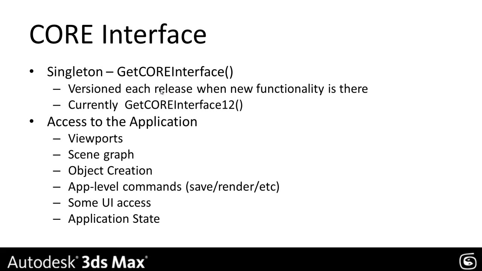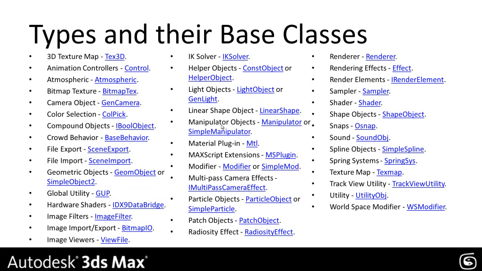So this core interface is versioned, and what that means is that anytime we add additional functionality, it gets a new version of the core interface, and that simply makes it easier to maintain backwards compatibility with older code. So to take a quick look at all the different types and their base classes, here's a list. This is pretty complete, I think, as of today, but you can see that there's a large number of base classes. And this is all documented in the documentation, so I'm not going to read through this.